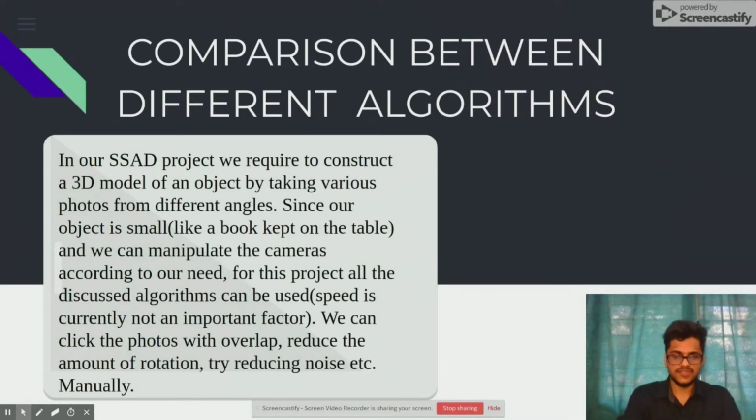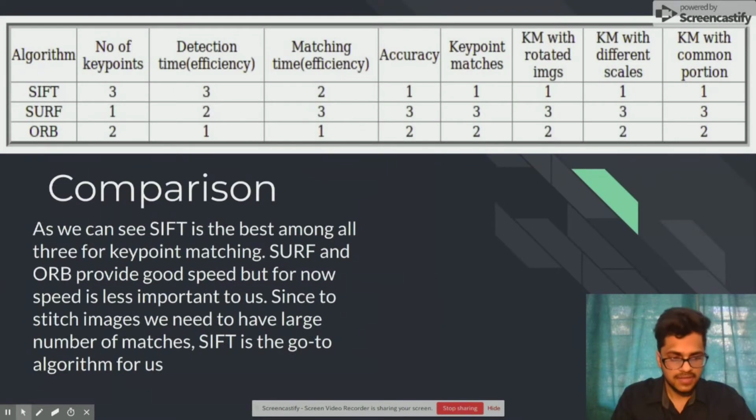Since in our SSAD project we can control many external factors, it is quite easy to decide among the algorithms to be used. The SIFT algorithm takes the most time to give the result, but this is not a major problem as for now our focus is to stitch the images and not on the time. So as we can see in the table, the least detection time is given by the ORB algorithm, then SURF, and the most time is taken by the SIFT algorithm.